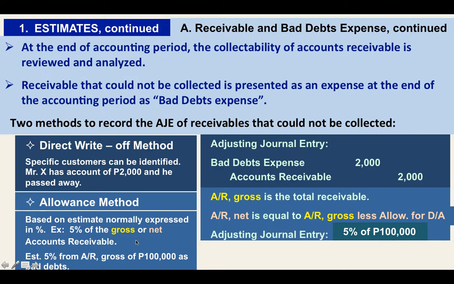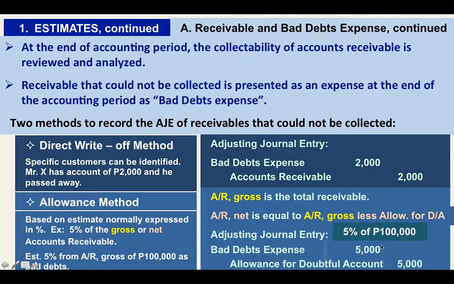Okay. In this example, hindi given kasi yung allowance for doubtful accounts. So hindi siya kailangan at this time kasi yung ating estimate is based on accounts receivable gross. So our adjusting journal entry is we will debit bad debts. Magkano ba yung 5% of 100,000? The 5% of 100,000 is 5,000. So we will debit bad debts expense, 5,000, and credit allowance for doubtful accounts, 5,000.